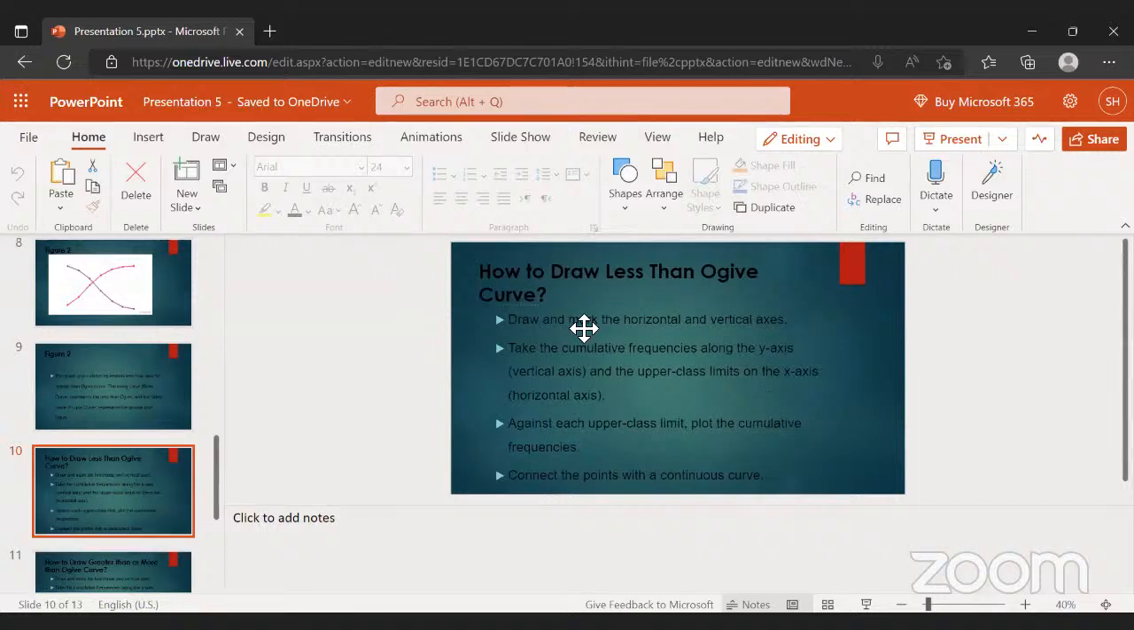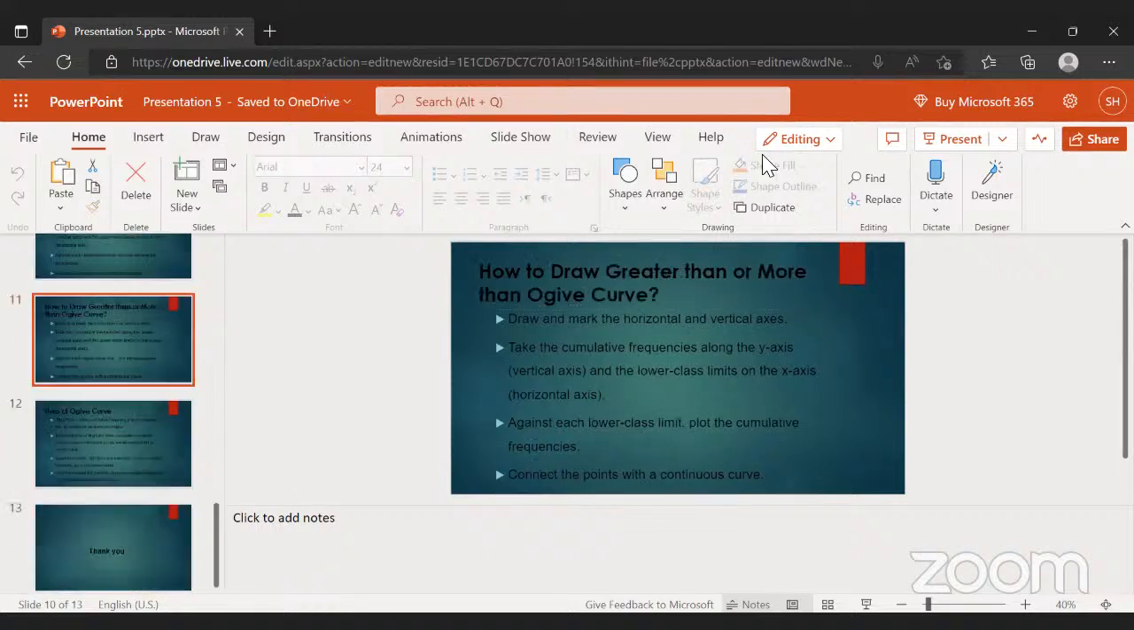Okay, so here they explain how to draw less than and greater than ogives, and we can see that on the Google Sheet. So let me go to Google Sheet. I have to stop sharing this.